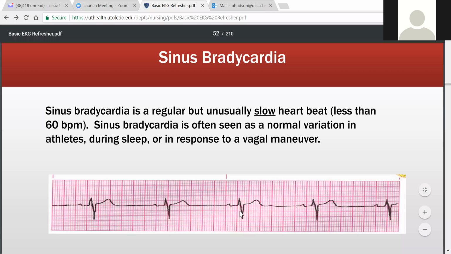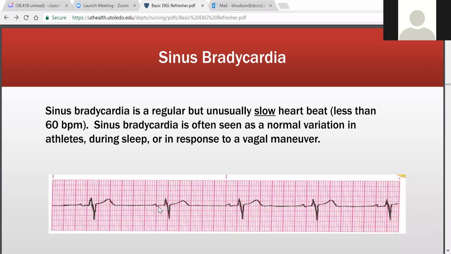Sinus bradycardia, the heart rate's less than 60. So this is an example of sinus bradycardia. Now, in this particular strip, remember your Q wave should be the first downward deflection. This is actually an upward deflection. So this is another representation of how a QRS complex can look. It doesn't mean that it's wrong. It just means that it's a different way of how it's tracing on the ECG.